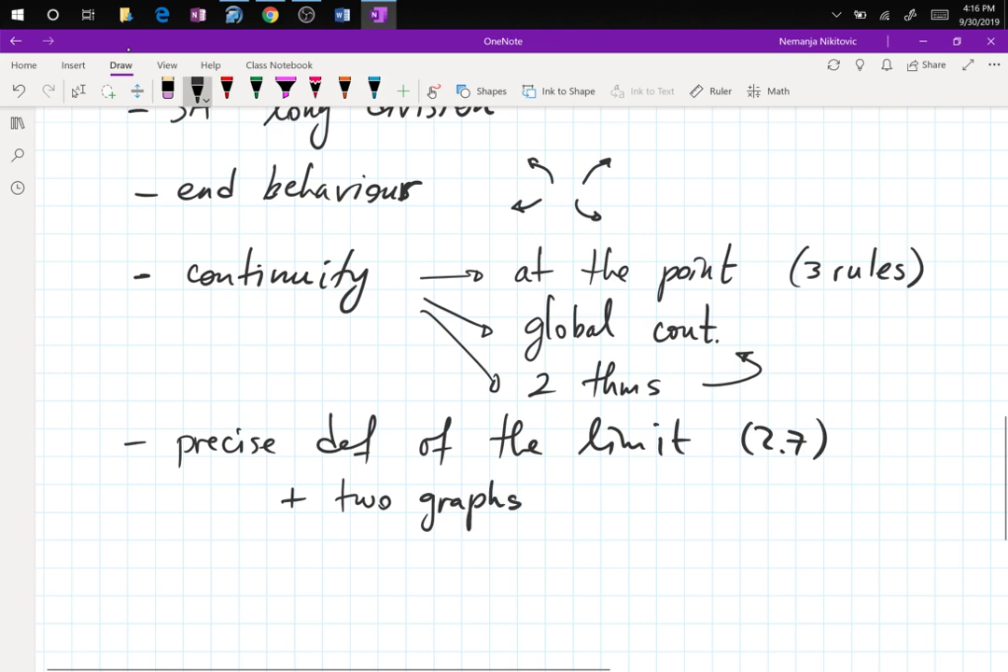So that's the 2.7 part. No problems on that one, just the statement and those 2 graphs. So that's the list of all of the topics. We are not including 2.1 in this exam because 2.1 is actually going to be together with 3.1.